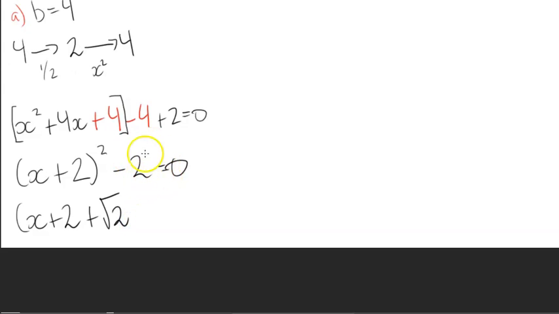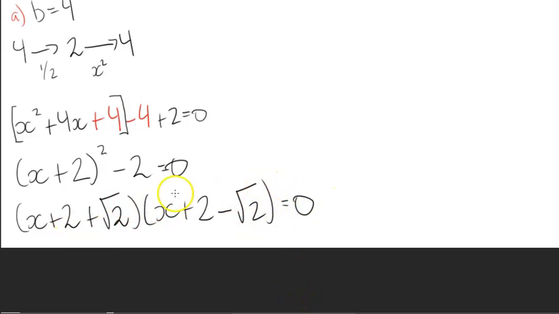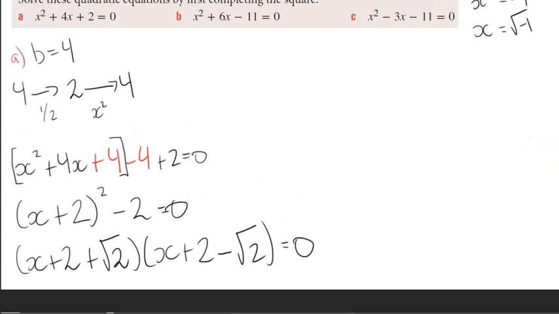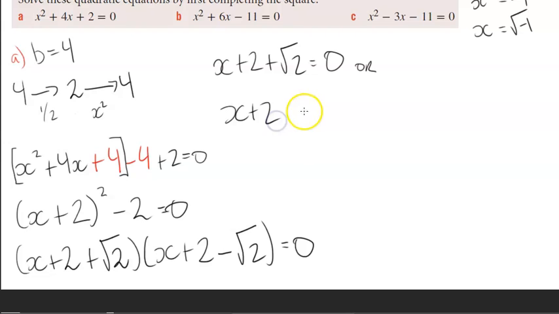Remember, this isn't a perfect square number, so you just force it to be a surd. And then x plus 2 minus the square root of 2, and this is equal to 0. So now we've got these 2 terms being multiplied with each other, and that's going to be equal to 0. This is where the null factor law comes into play. So this implies that either x plus 2 plus the square root of 2 is equal to 0, or x plus 2 minus the square root of 2 is equal to 0.